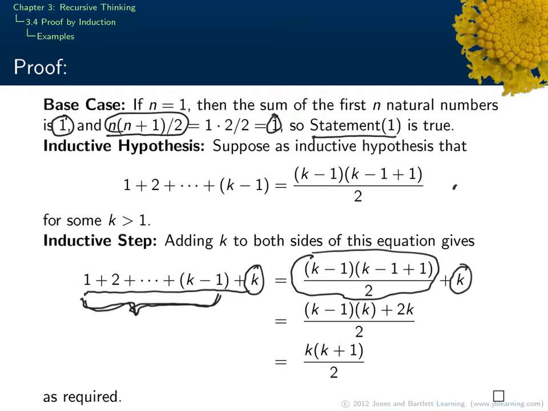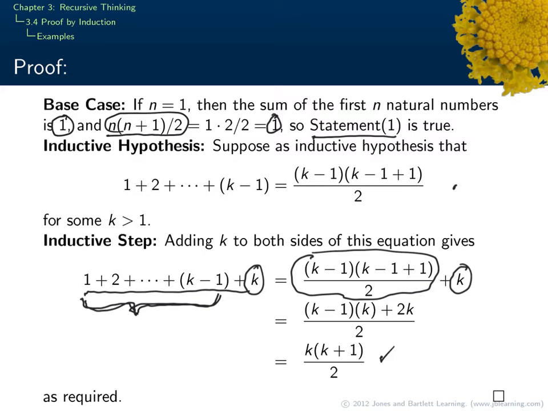So now we have an expression to simplify, and when we simplify it, we see that it does boil down to k times k plus 1 over 2. So the upshot is that we have verified that statement k is true, given that statement k minus 1 is true. So that's the end of the induction proof.